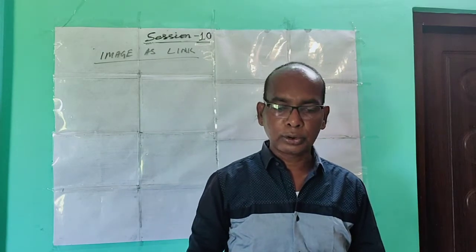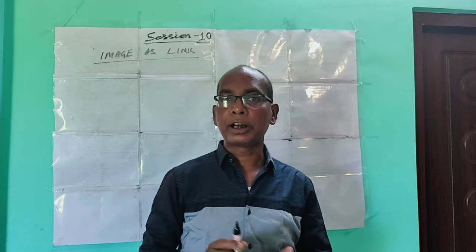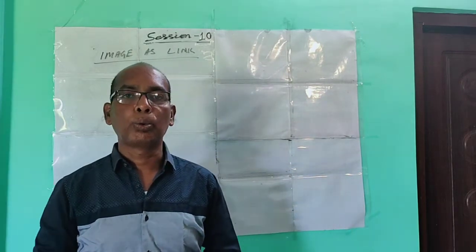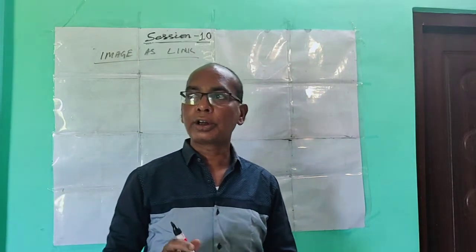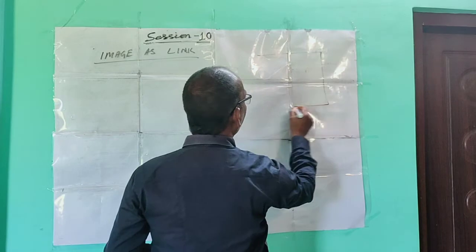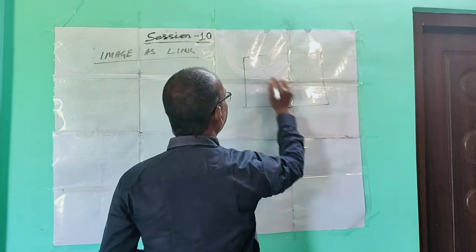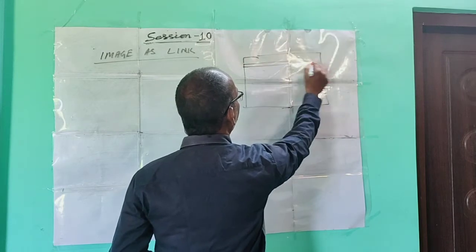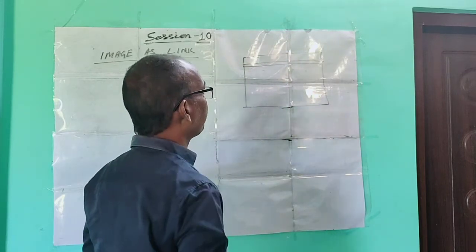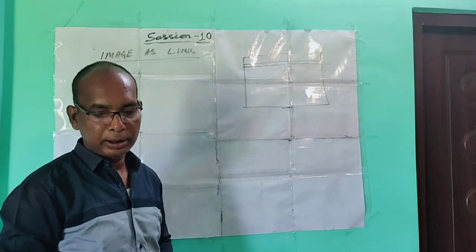You can also give the size of the image. That means height and width of the image. If you are not giving the height and width, then what will happen? Sometimes one image can hold the complete screen, complete web page. So that's why we have to specify the height and width of the image.